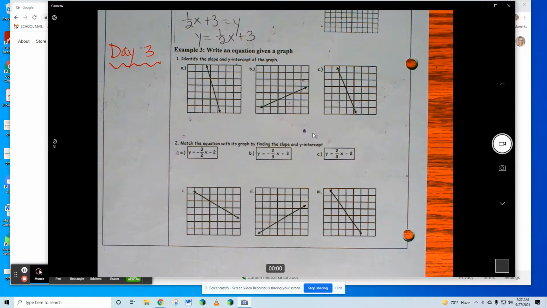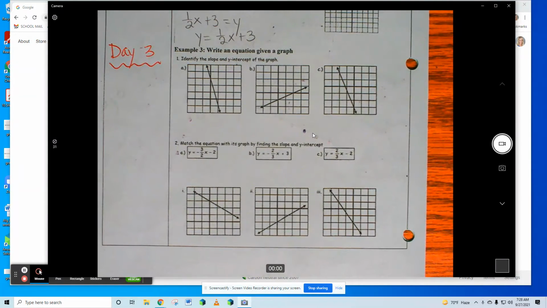We're finishing up 2.1 with today's lesson, and the last thing we need to practice is this: if I give you a line on a graph, are you able to tell me the slope of that line, and are you able to tell me the y-intercept of that line? That's what we're going to practice today.